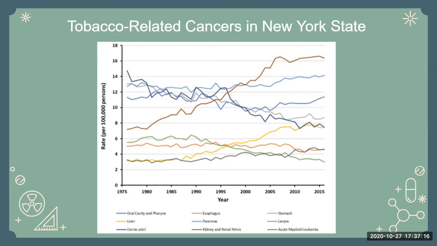And we can see here that the largest, in 2015, the highest amount of rates per 100,000 persons is kidney and renal pelvis cancer. In 2015, the second would be oral cavity and pharynx. The third will be the pancreas. Next slide, please.